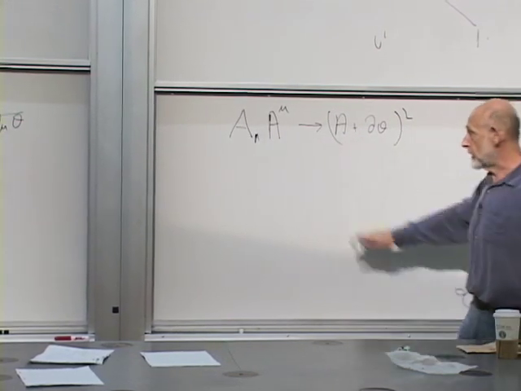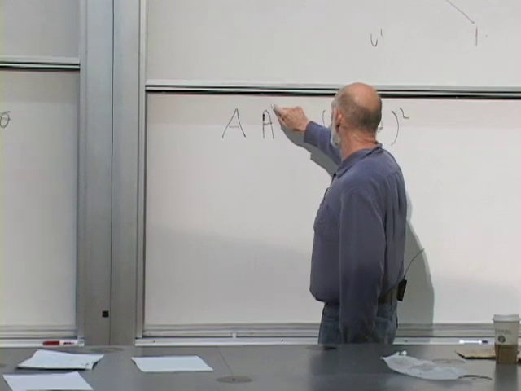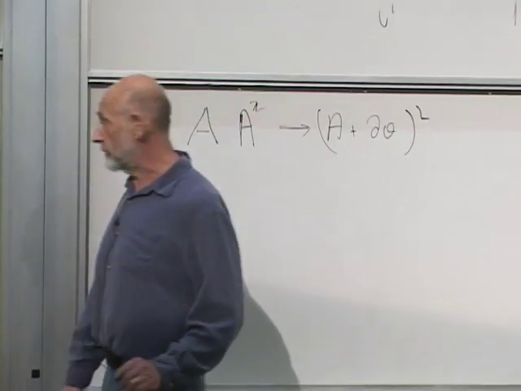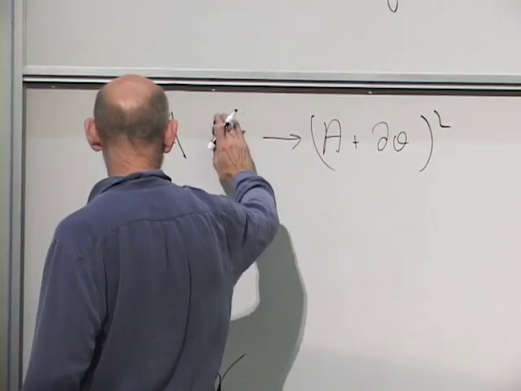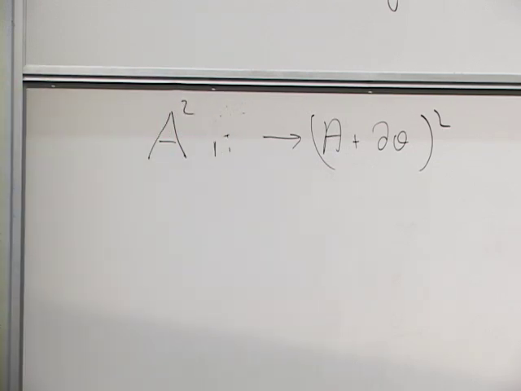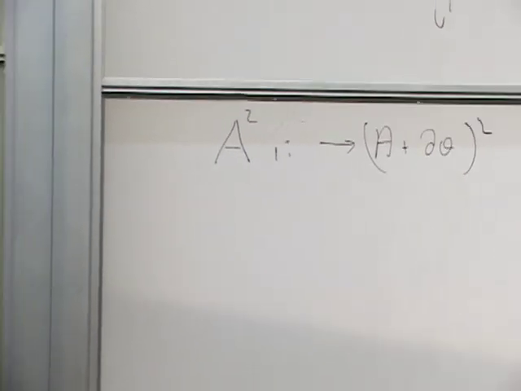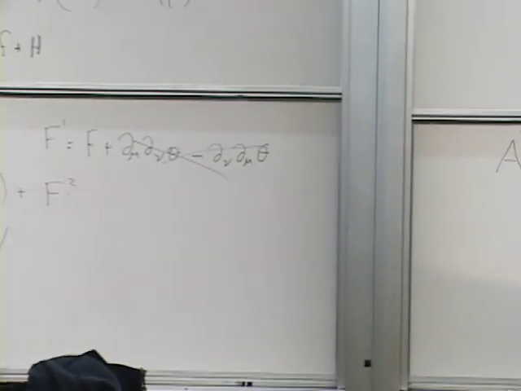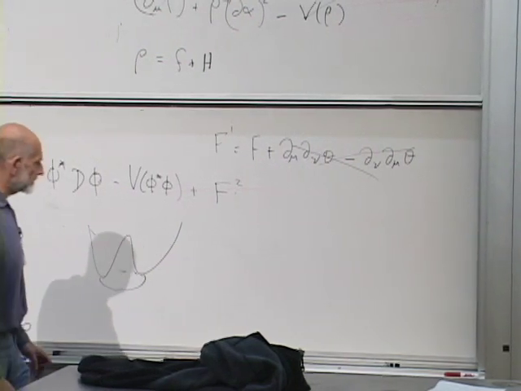A squared is not the same as A plus derivative of theta squared. So A squared, just A squared, would not be gauge invariant. So a mass term is not allowed by gauge invariance. Gauge invariance is a symmetry which prohibits the photon from having a mass. Or does it? Well, let's look at this Lagrangian a little more closely. And in particular, let's look at this term over here.